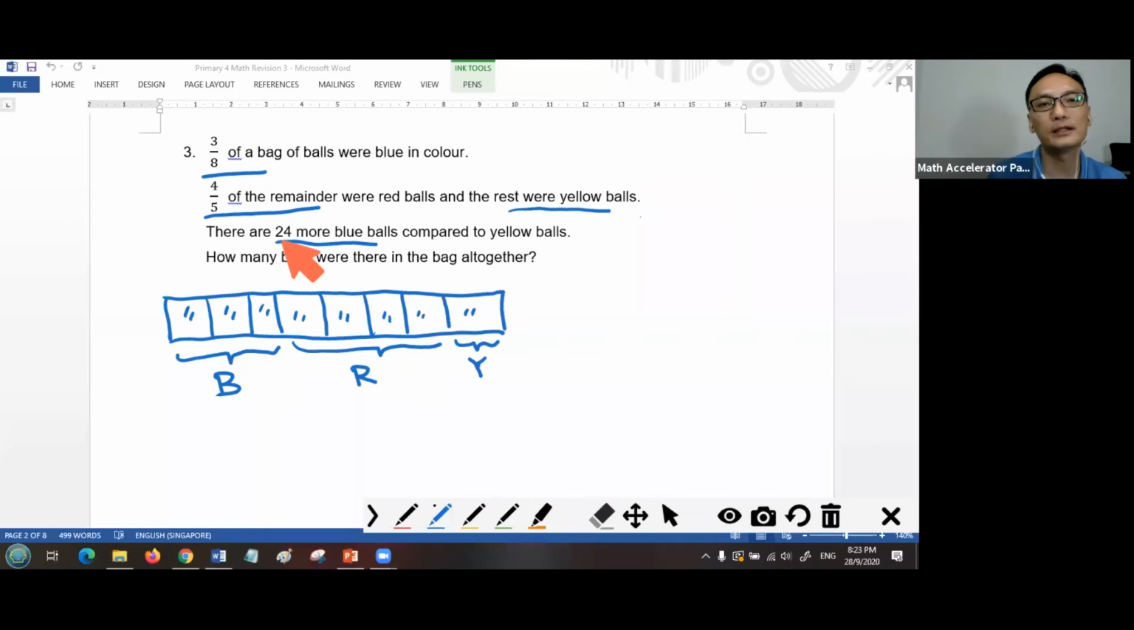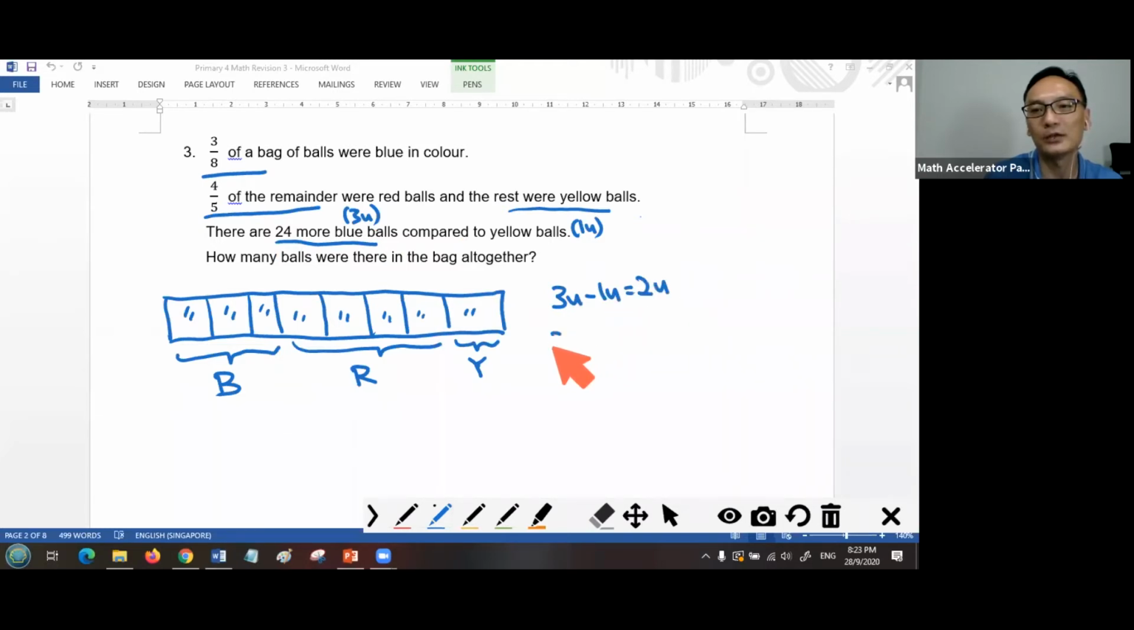Next, we were told that there are 24 more blue balls compared to yellow balls. Can you refresh my memory again? Blue has how many units? 3, right? Here is 3 units: 1, 2, 3. Yellow, as we can see, is 1 unit. So we're looking for the difference because more than and less than indicate the difference, right? So 3 units minus 1 unit will give us 2 units.